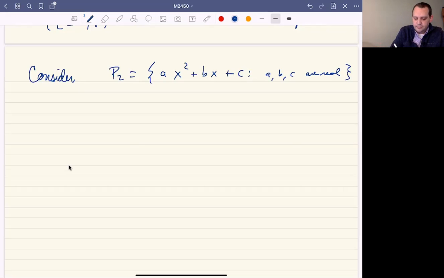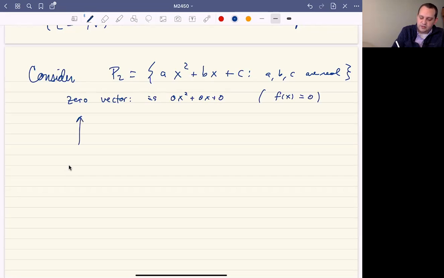The 0 vector, this is not something that I focused on before, but it's important. The 0 vector is going to be the polynomial 0x squared plus 0x plus 0. In other words, it's the function f of x equals 0. So if you were to graph the 0 polynomial, what you would end up with is the function that's constantly 0. It goes through the x-axis, in other words. Okay, so not just as a number, but it's the 0 function, the function that no matter what you plug in, you always get 0.